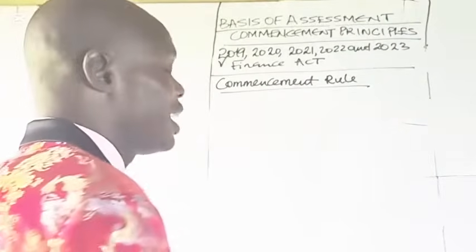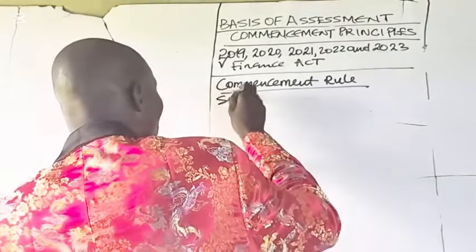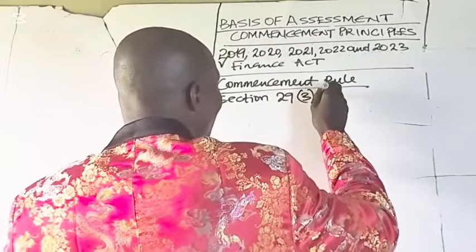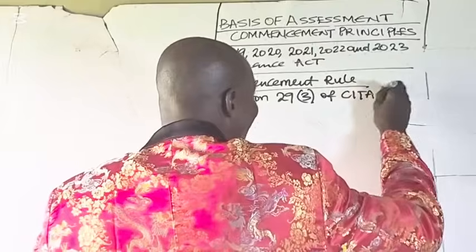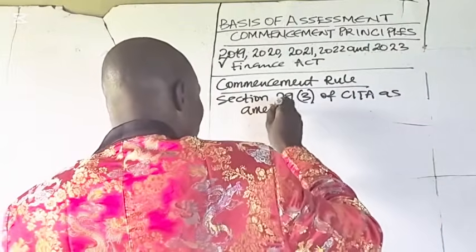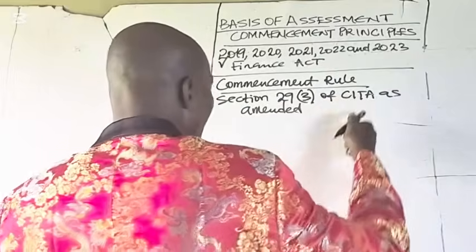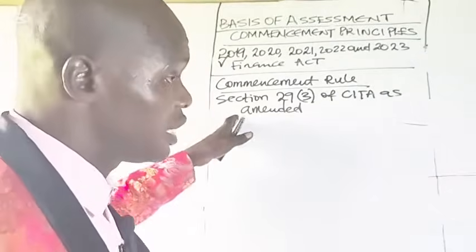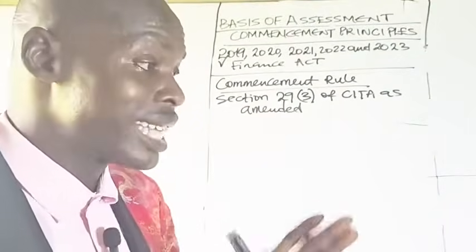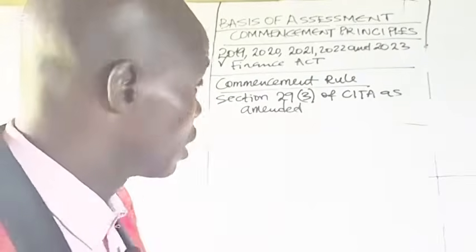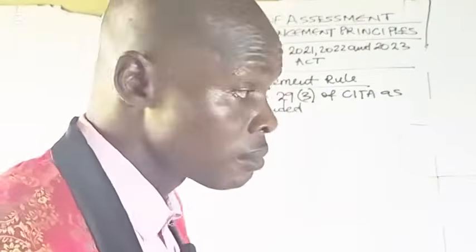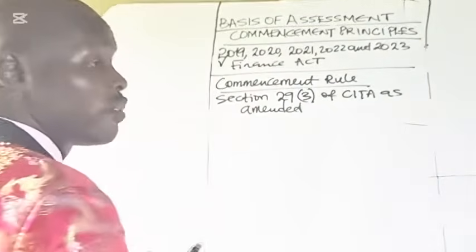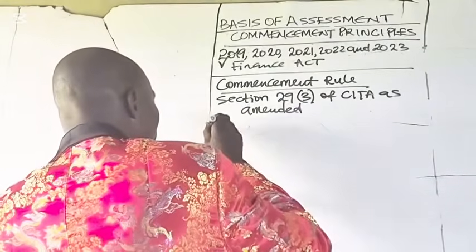Following section 29, subsection 3 of CITA as amended. CITA means Company Income Tax Act. As amended, the assessable profit of a new business shall be determined as follows. If you want to determine the assessable profit of a new business, you have to follow the principle I'm about to state. Now, the first principle is called first year of assessment.